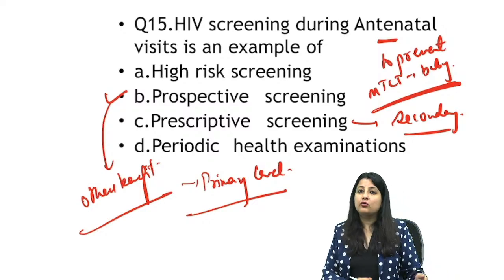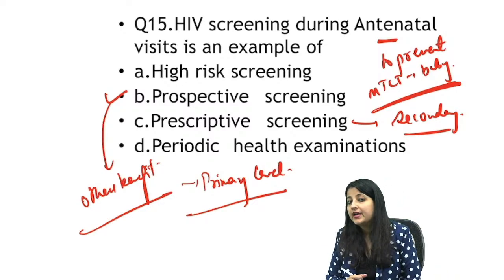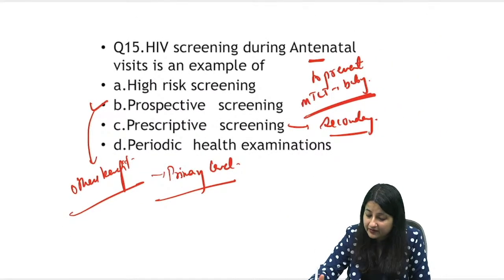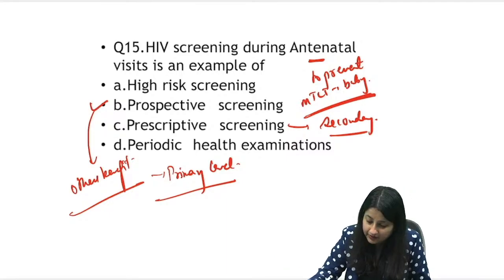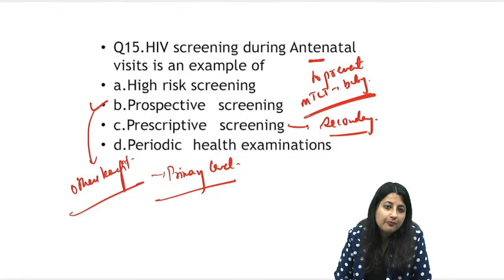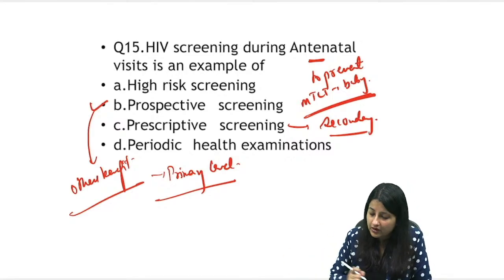Okay, I've always told you screening is a secondary level of prevention, but this is an exception. Prescriptive is secondary level, but prospective is done for the benefit of others. So it is what? Primary level of prevention. Clear? Like for COVID, when you test anybody at the airports, because travelers are a risk factor for the country they are coming to.